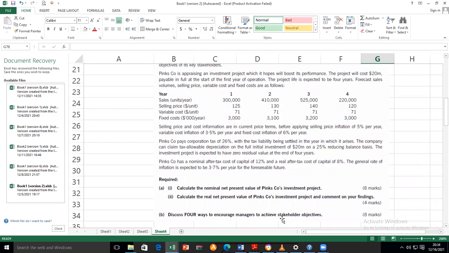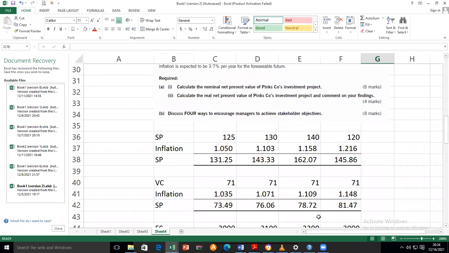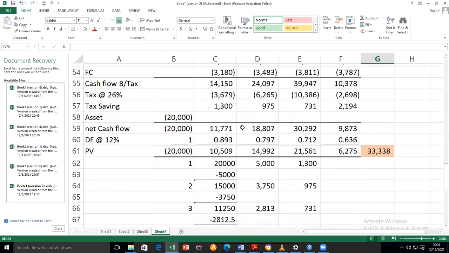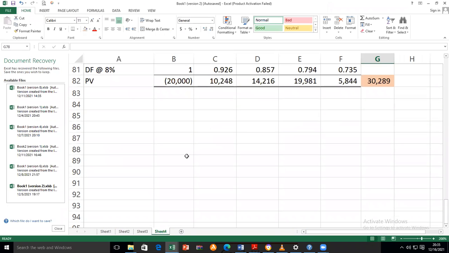Discuss 4 ways to encourage managers to achieve stakeholder objectives. How do you help your managers to achieve stakeholder objectives? Corporate governance, how do we realign the shareholder interests with those of the managers?